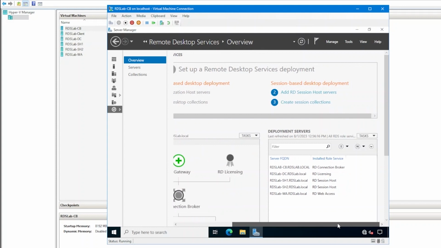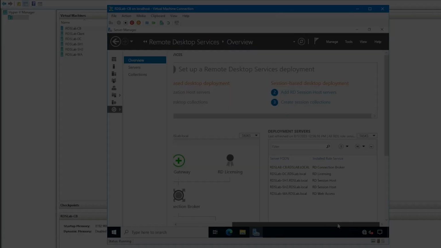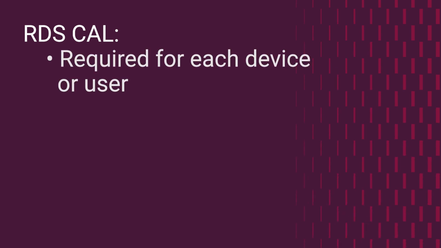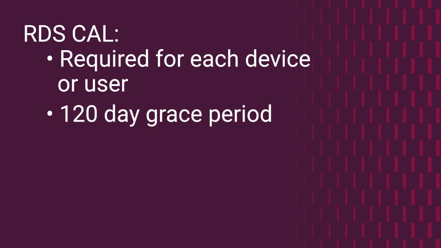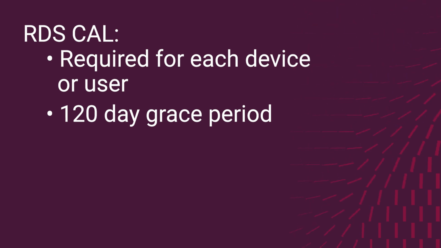Next, I should configure licensing for this deployment. Every device or user that connects to an RDS session host requires an RDS CAL from the license server. There's a grace period during which this requirement is not enforced, but once this grace period is finished, the connections will be refused due to the lack of licenses.